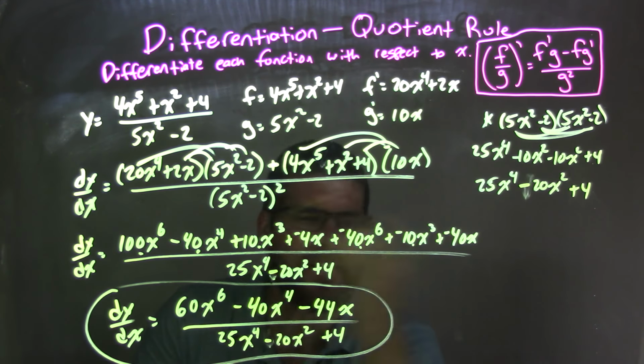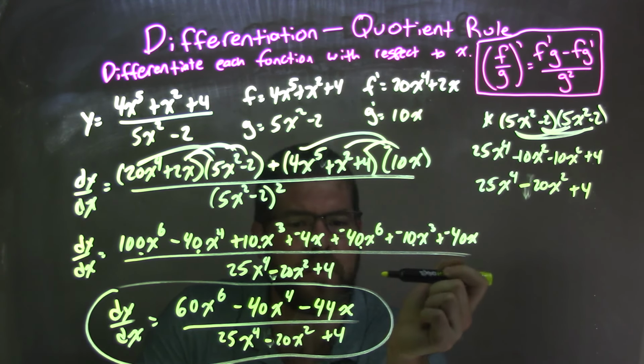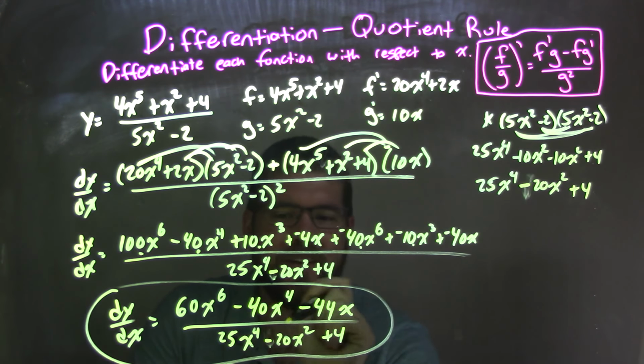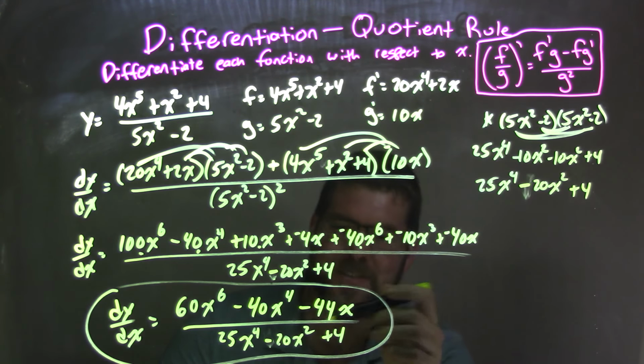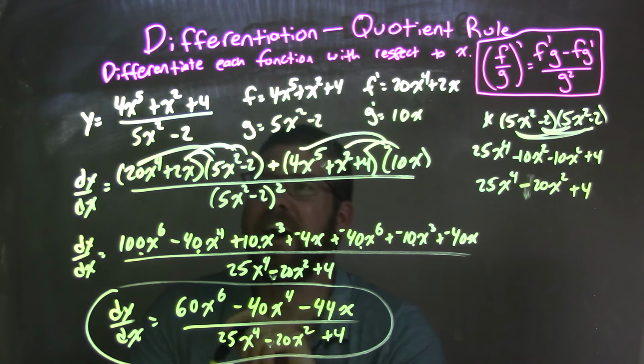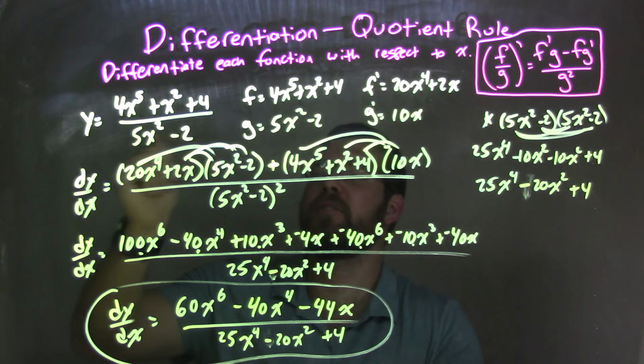dy dx, it's okay. We all make mistakes, right? dy dx is equal to 60x to the sixth minus 40x to the fourth minus 44x all over 25x to the fourth minus 20x squared plus 4. Caught it before I ended the video. That's good. So here, let's recap.